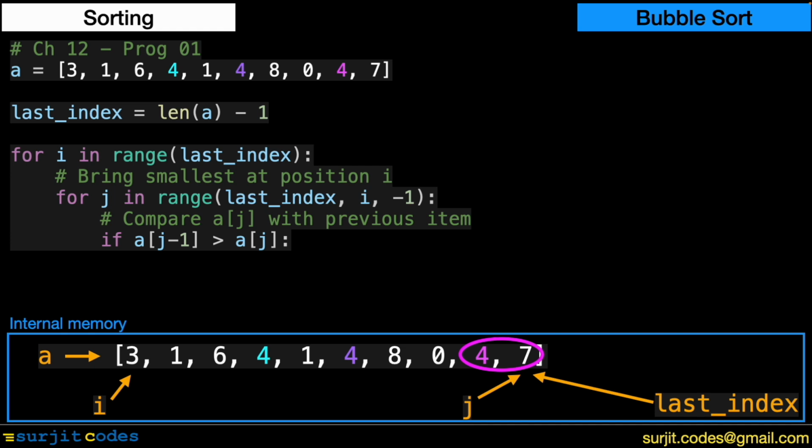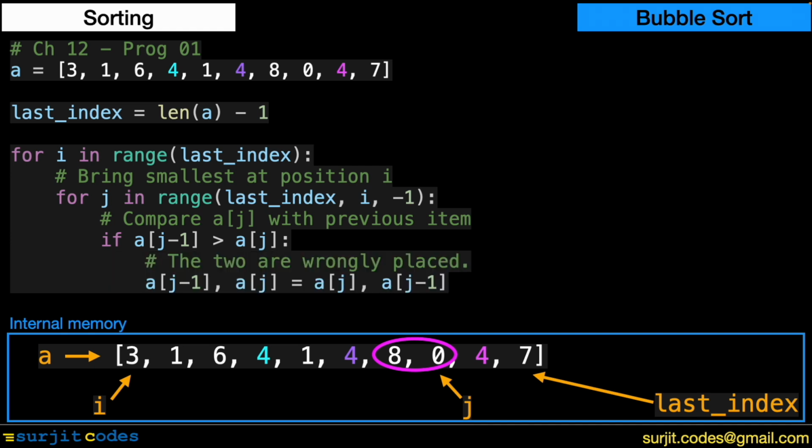We do nothing in the loop over j if the items are already in order or if they are equal. But if they are in the wrong order, we swap them. 0 will swap with 8 towards its left and then with 4, 1, 4, 6, 1 and 3. Loop over j continues as long as it is greater than i. When j becomes equal to i, we come out of the loop over j. We have now sorted the sublist up to i items of the list.